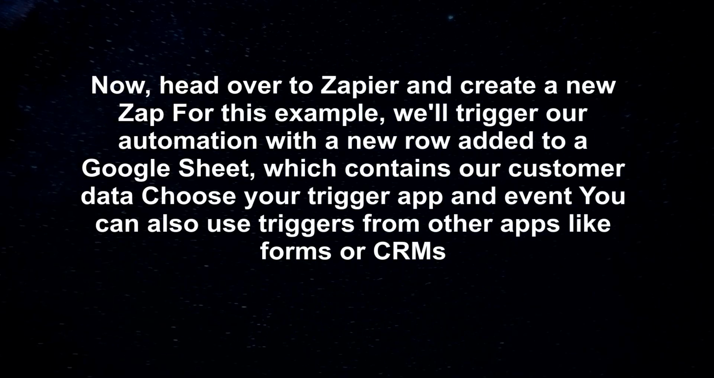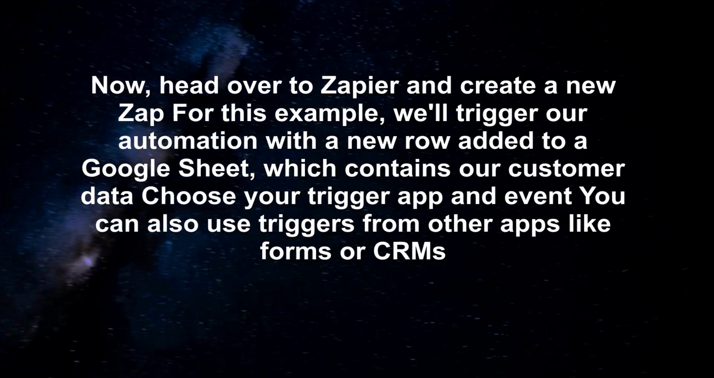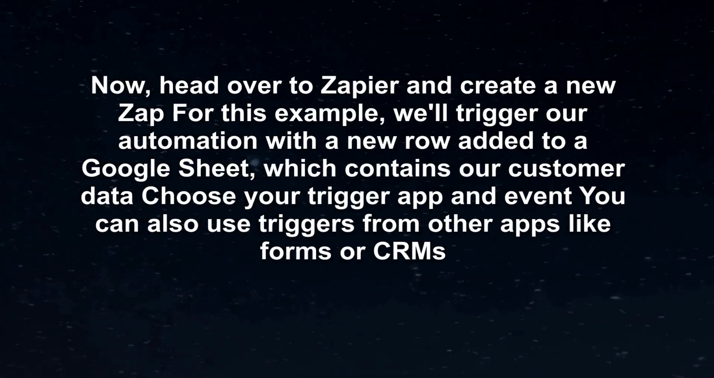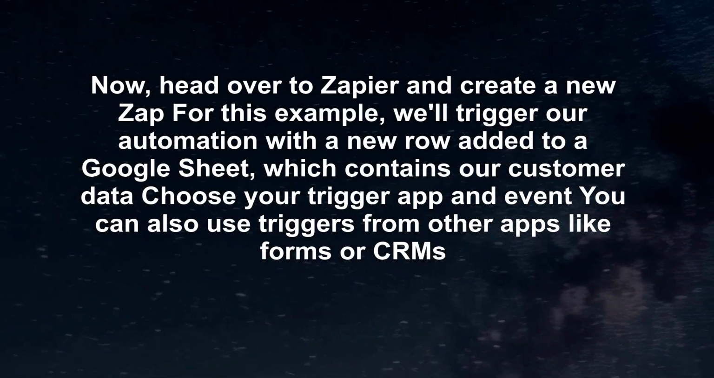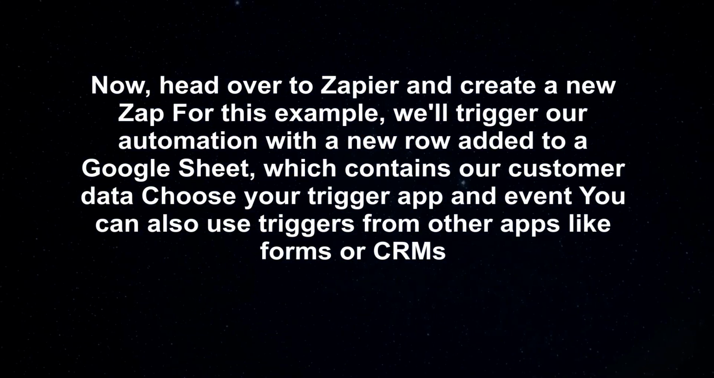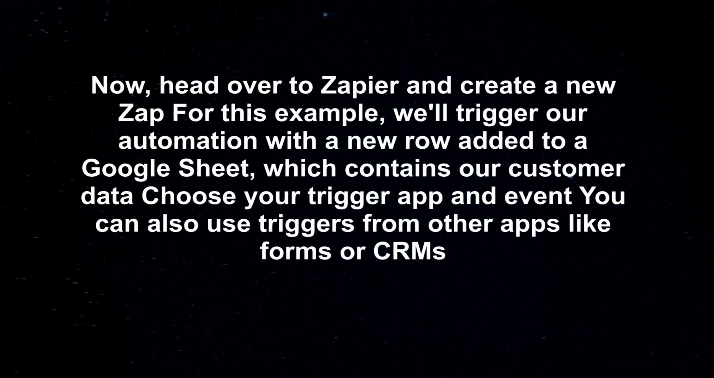Now, head over to Zapier and create a new Zap. For this example, we'll trigger our automation with a new row added to a Google Sheet, which contains our customer data. Choose your trigger app and event. You can also use triggers from other apps like Forms or CRMs.